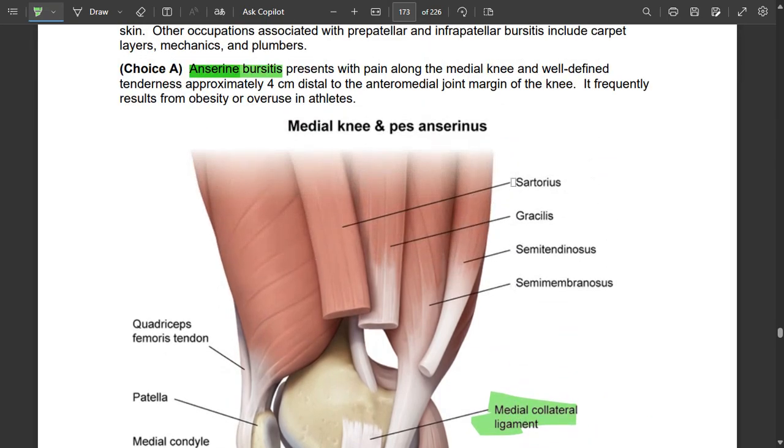These are the muscles: the sartorius muscle is here, the gracilis muscle and semitendinosus muscle are here, and the semimembranosus muscle is also here. So anserine bursitis presents with pain along the medial knee and well-defined tenderness approximately 4 centimeters distal to the anteromedial joint margin of the knee.